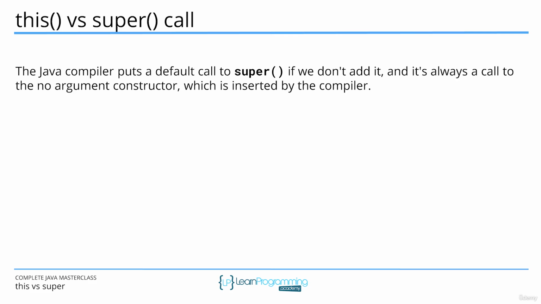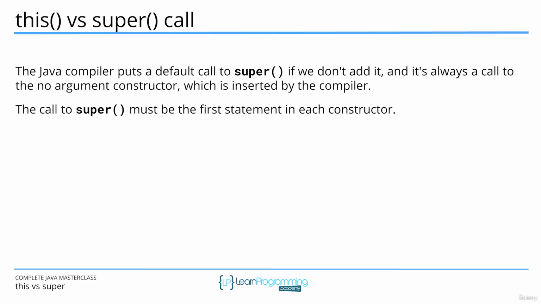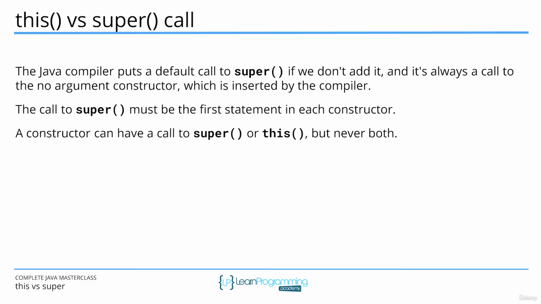The Java compiler puts a default call to super parentheses if we don't add it, and it's always a call to the no argument constructor, which is inserted by the compiler. In other words, a call to the constructor that hasn't got any arguments. Keep in mind that the call to super parentheses must be the first statement in each constructor, and importantly, a constructor can have a call to super parentheses or this parentheses, but never both.